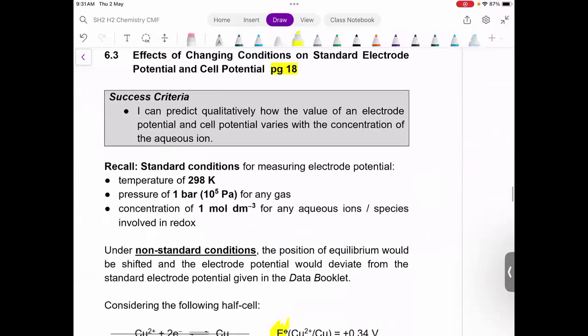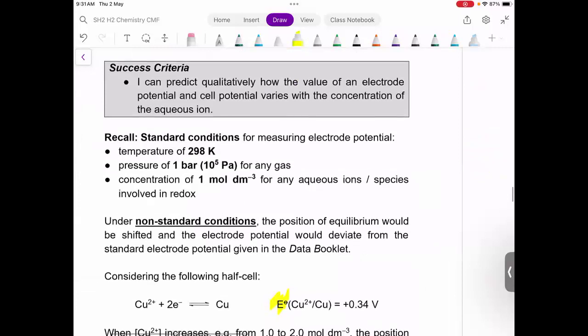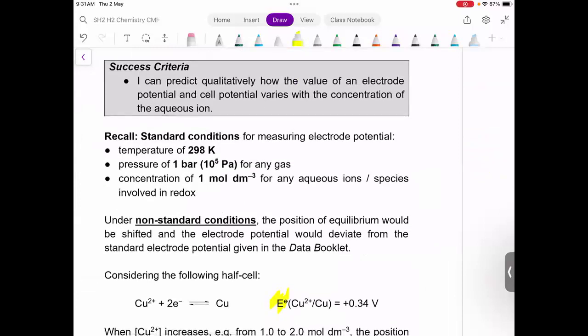So let's look at page 18. Okay. So recall that our equilibria are all reversible processes. Okay. So our reduction potentials are in equilibrium with each other. Therefore, any changes in temperature, in pressure, if there's a gas involved, or concentration of the aqueous ions, will cause the position of equilibrium to shift. So when the position of equilibrium is shifted, it will affect the E0 value.